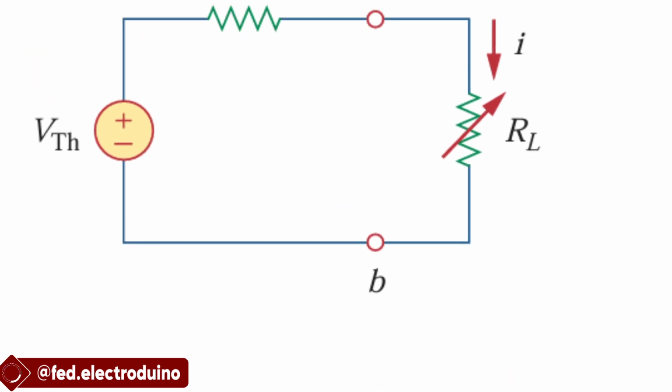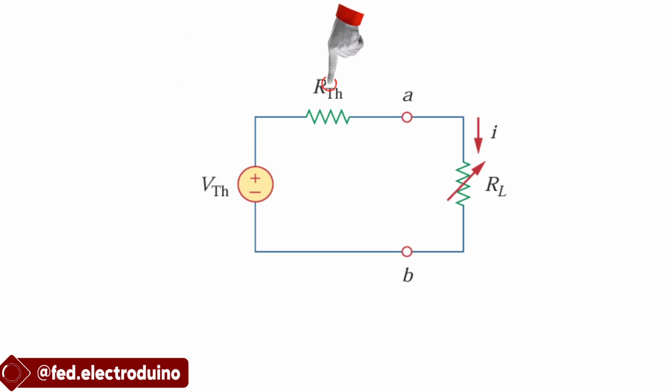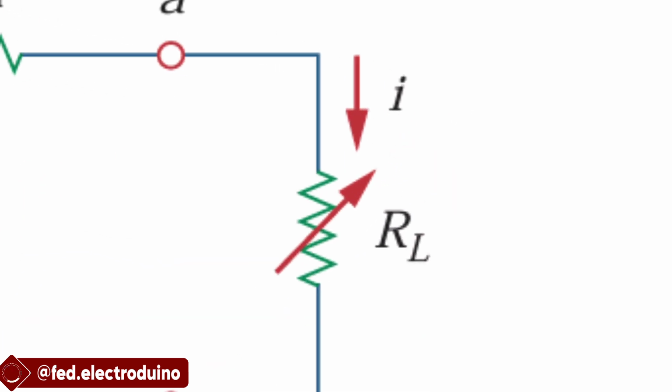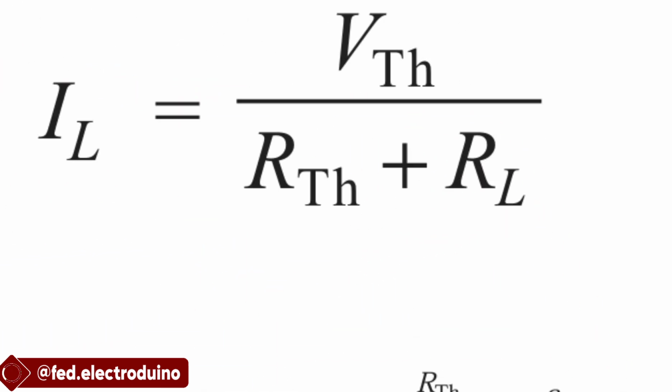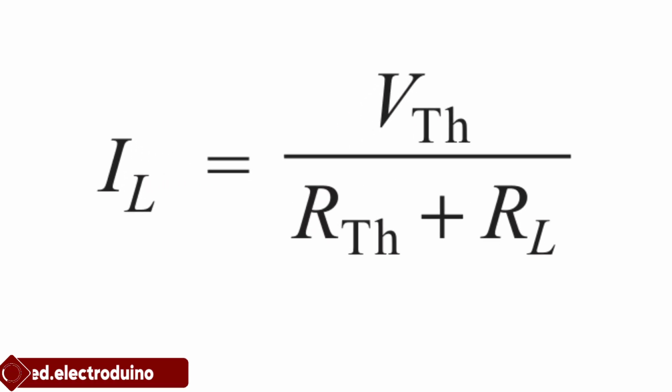Let's understand this with a simple circuit in mind. Picture a voltage source connected in series with two resistors. One is the internal or source resistance, and the other is the load resistance. The current flowing in this circuit can be found by dividing the source voltage by the total resistance. That is, the source resistance plus the load resistance.